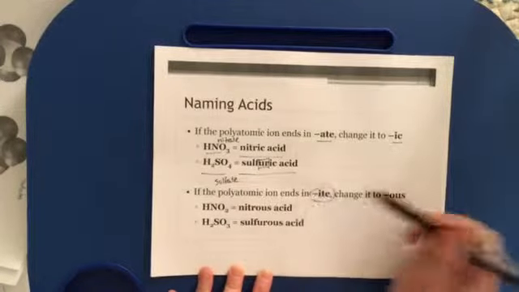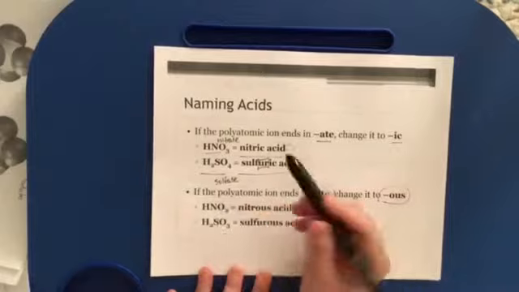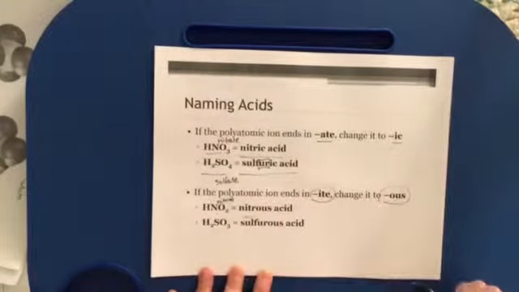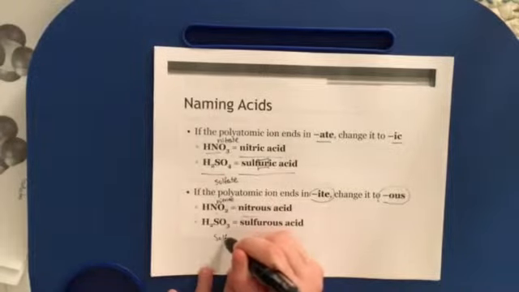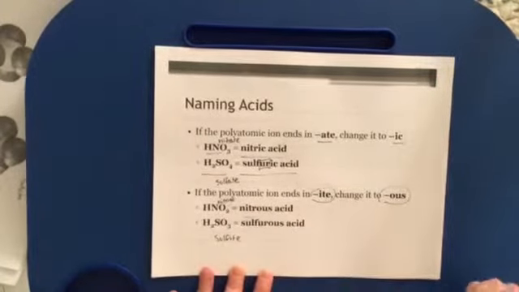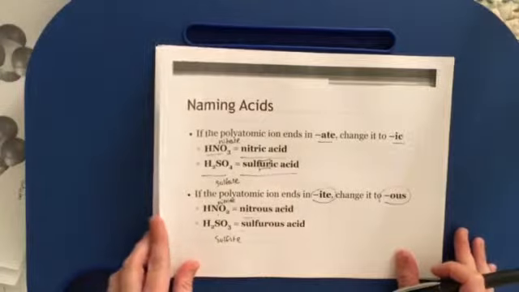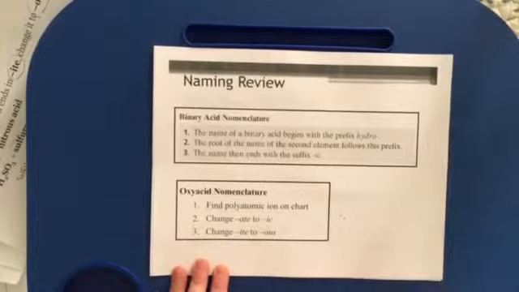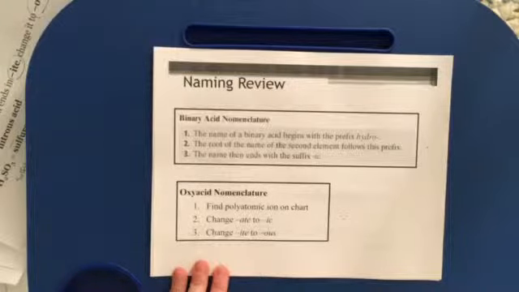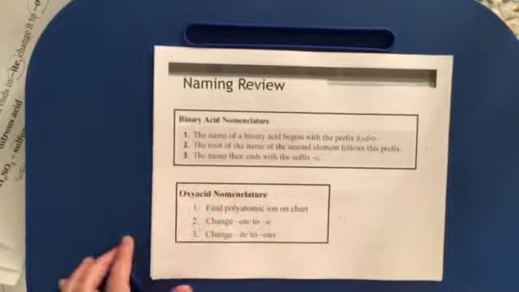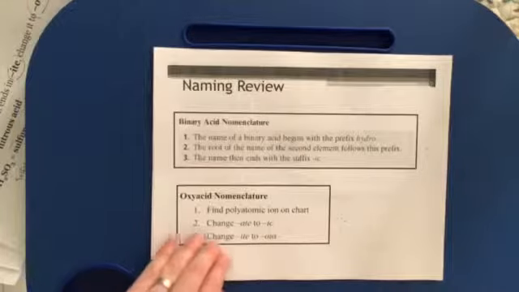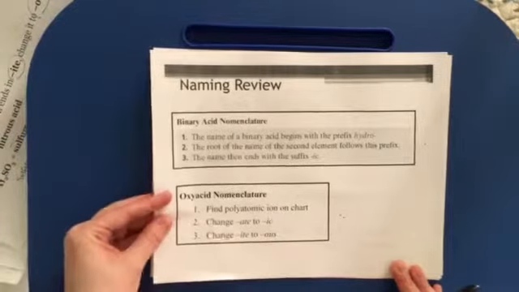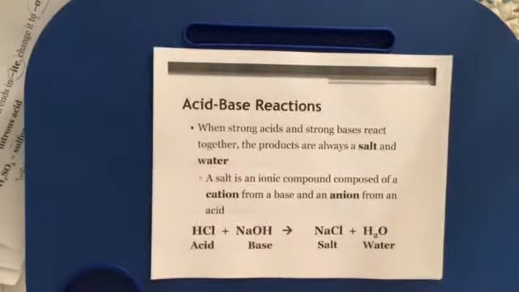If the polyatomic ion ends with ite, change it to ous. So HNO2, this is nitrite, and so it's nitrous acid. This is sulfite, sulfurous acid. And here are the reminders of that, so look over that. We won't do a lot on that now, but I just want you to know how that happens and how these are named and what an acid is.